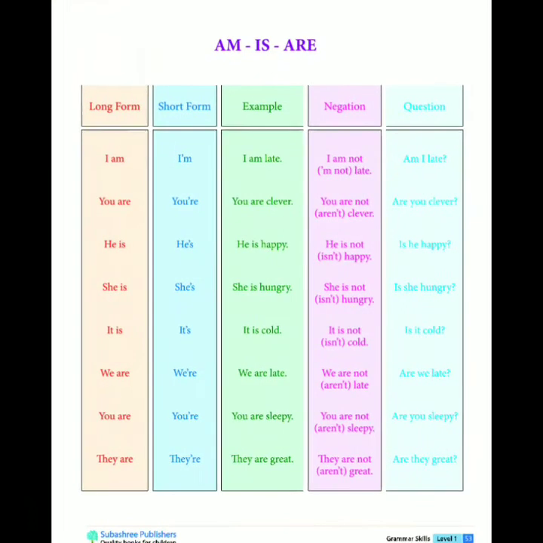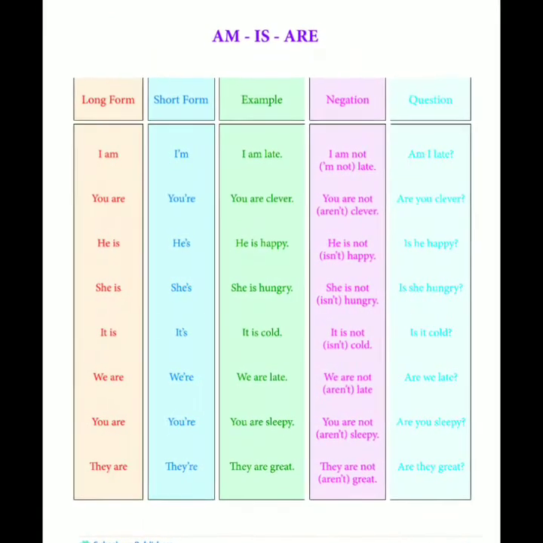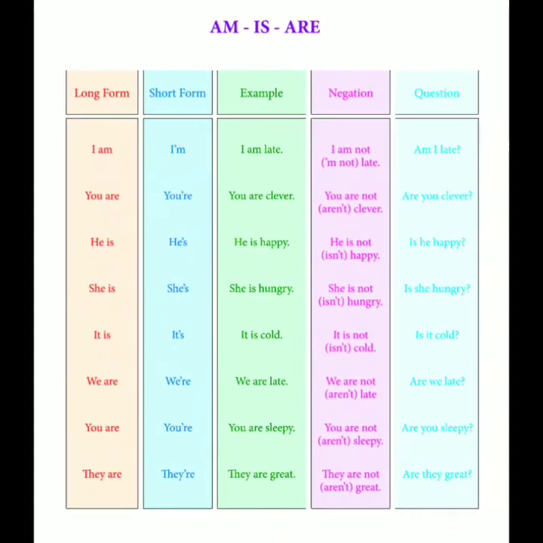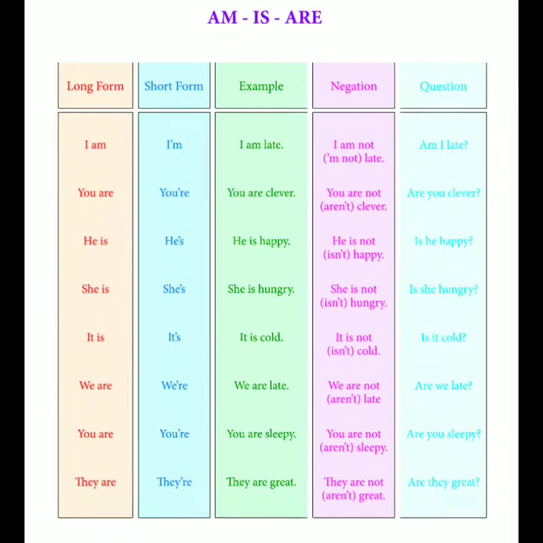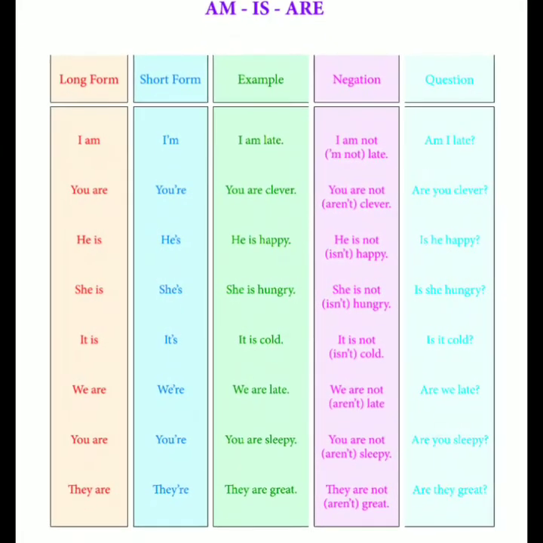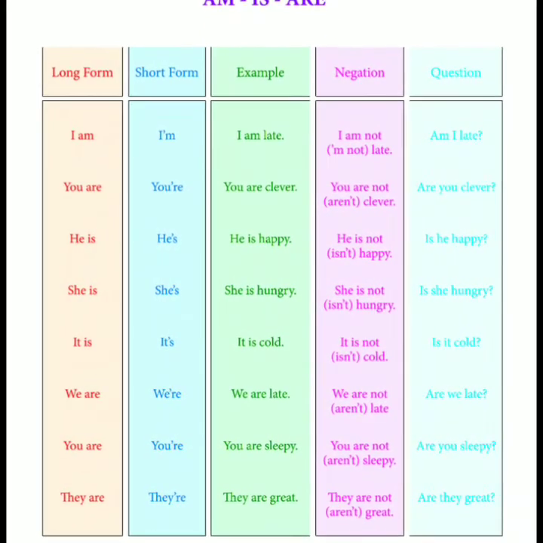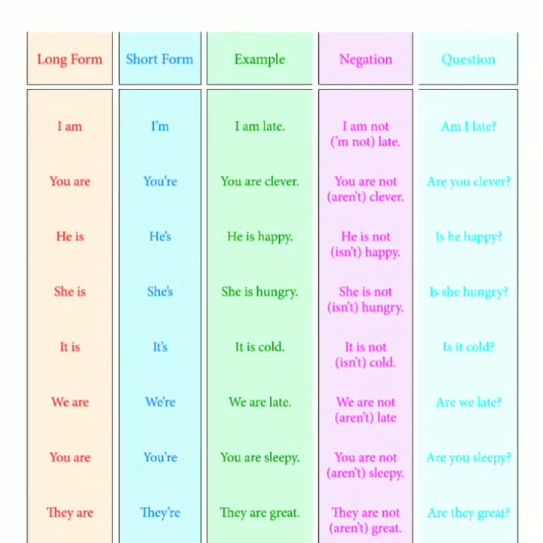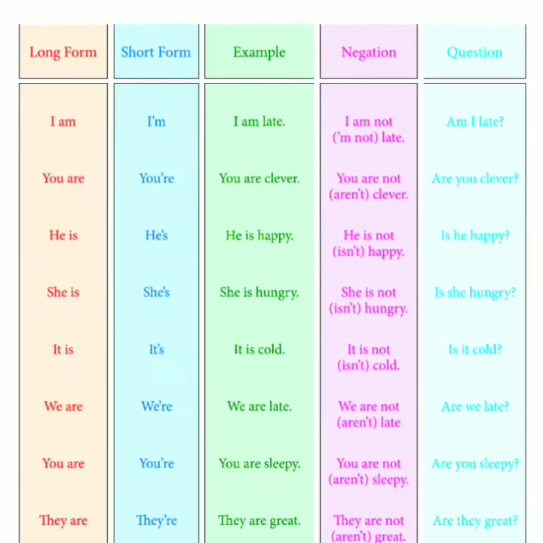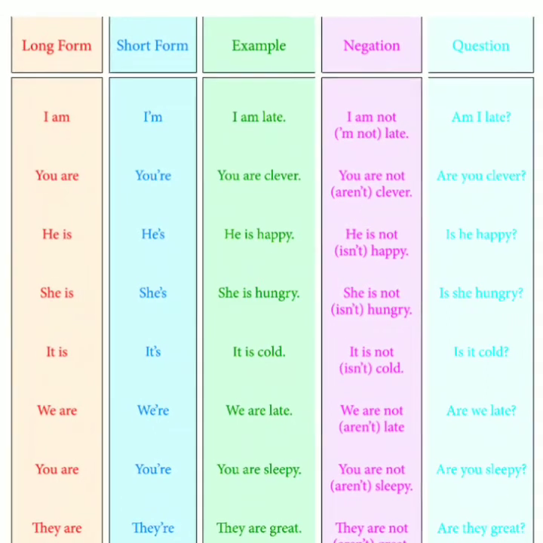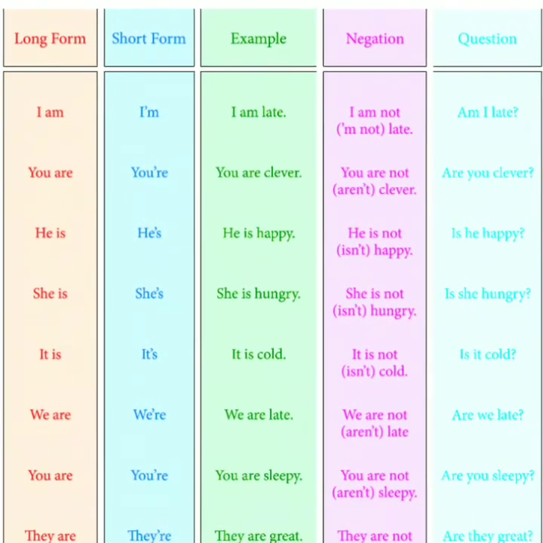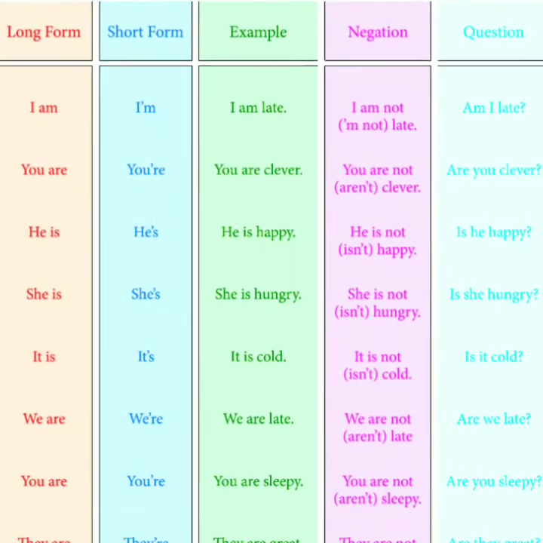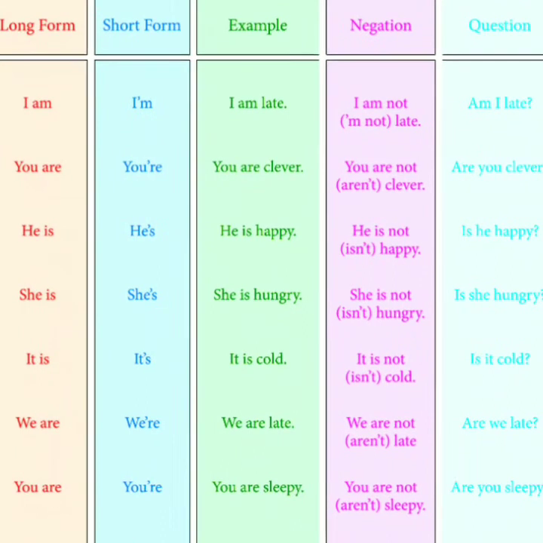Let's see the chart. Long form I am, short form I'm. Example, I am late. Negation, I am not late. Question, am I late? Read the following sentences. You are clever, you are not clever, are you clever? He is happy, he is not happy, is he happy? So these are the examples for am, is, and are.